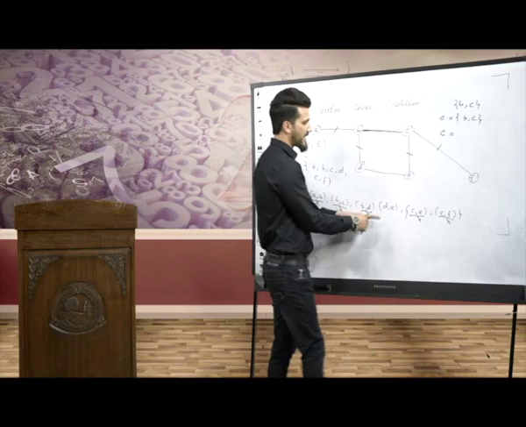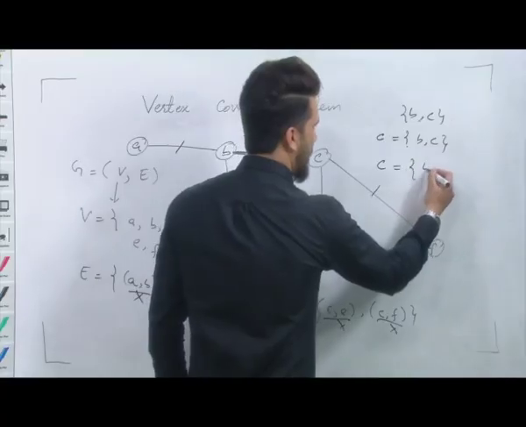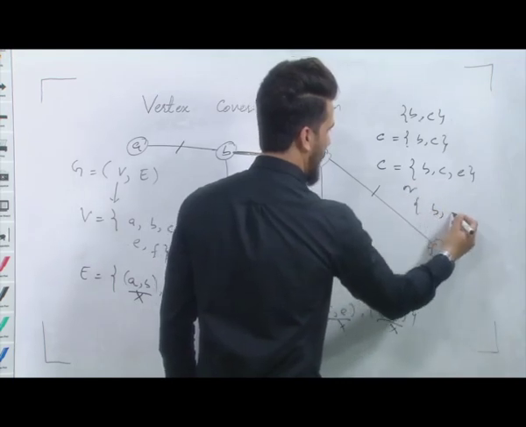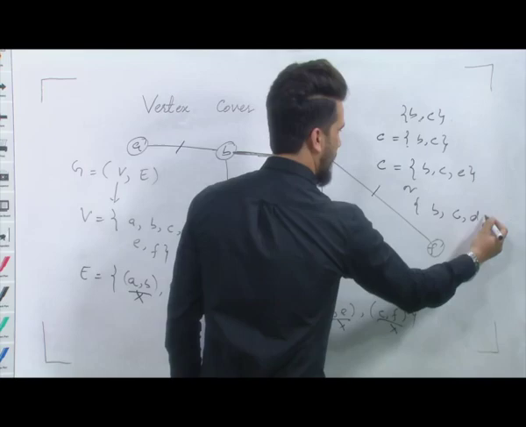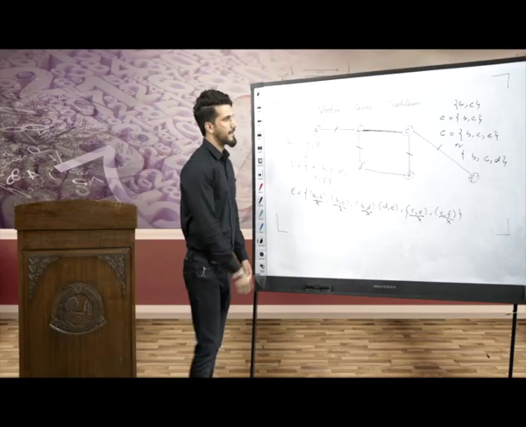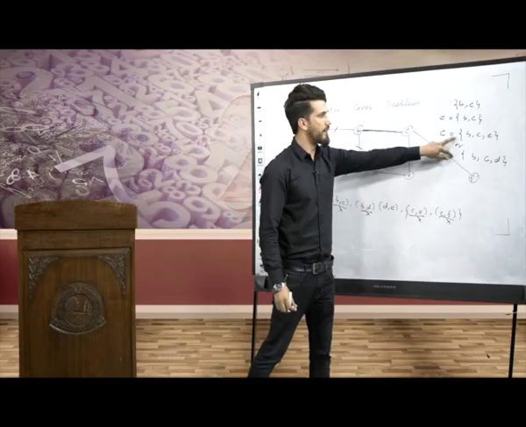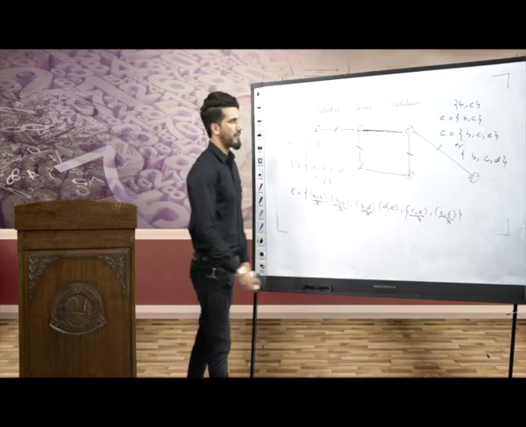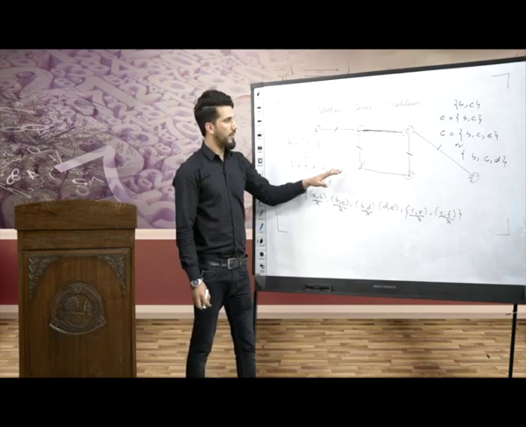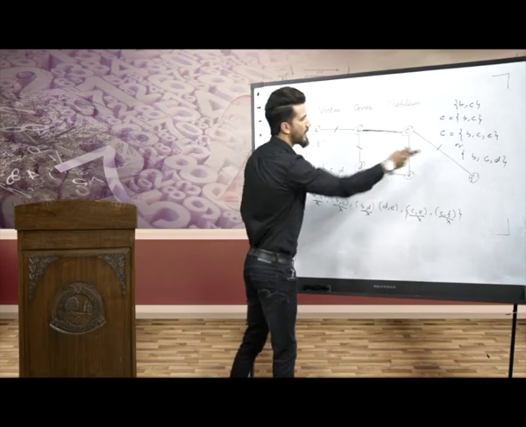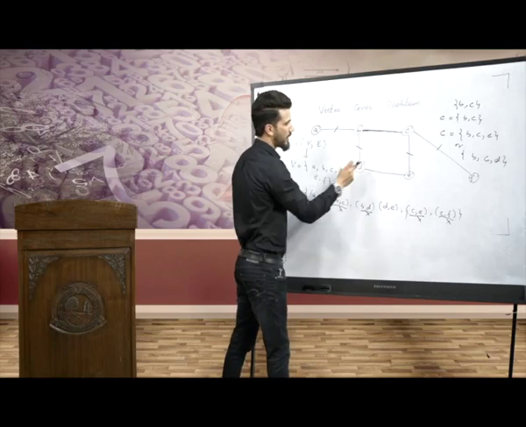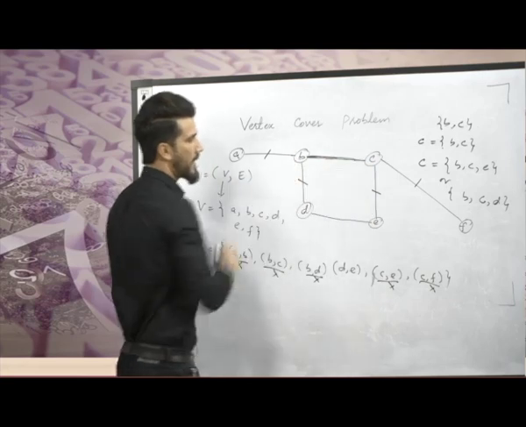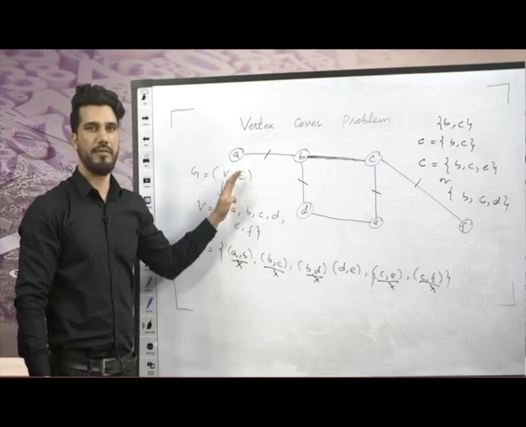So our minimum vertex cover after picking DE will either be B, C, E, or B, C, and D. Any of these sets is the answer or the solution to our vertex cover problem for this graph. If you look at these three vertices closely, B, C, D or B, C, E, these three vertices will cover all the edges in the graph.